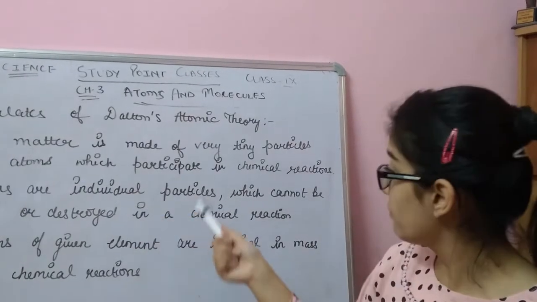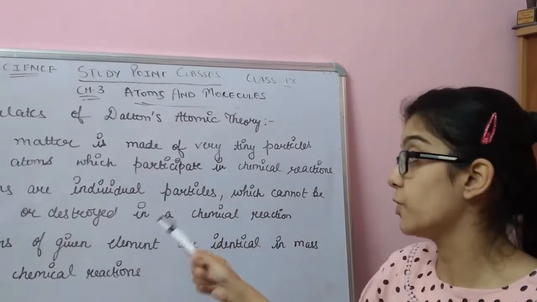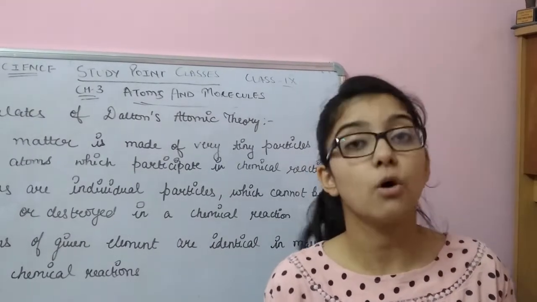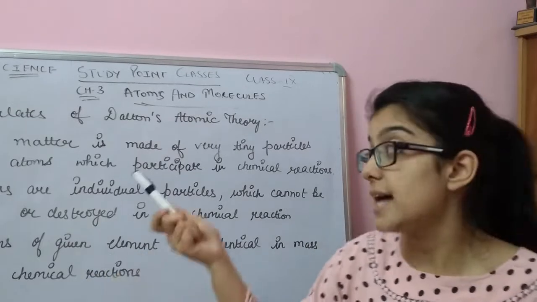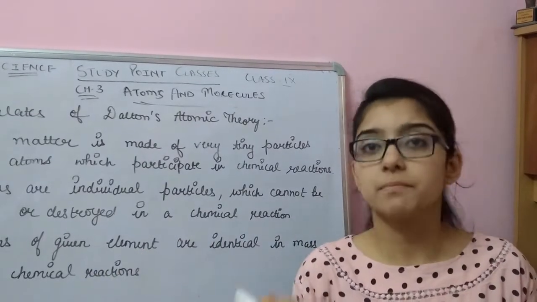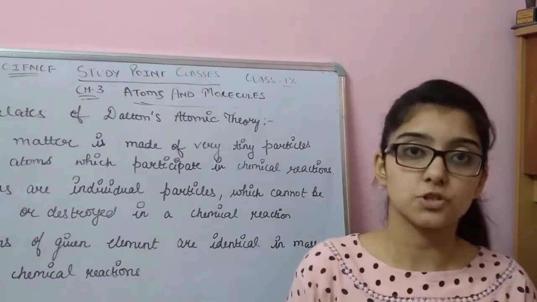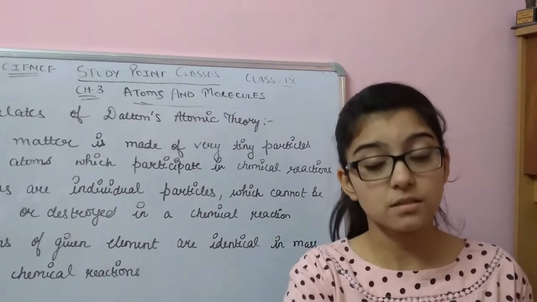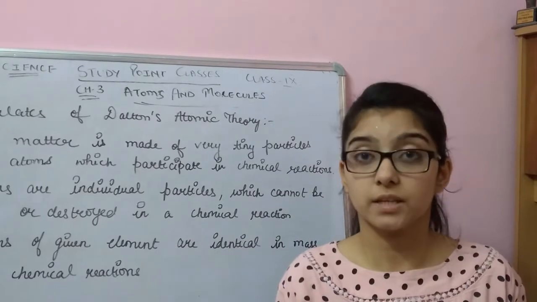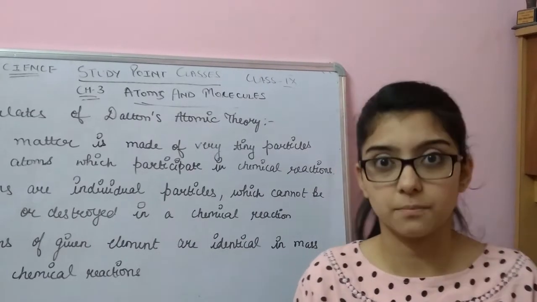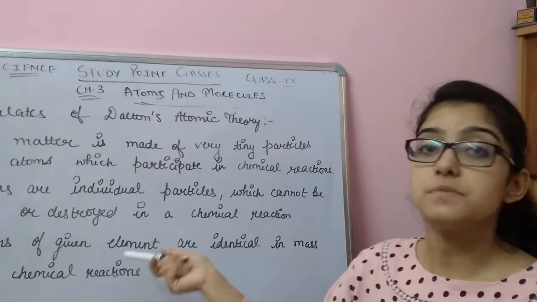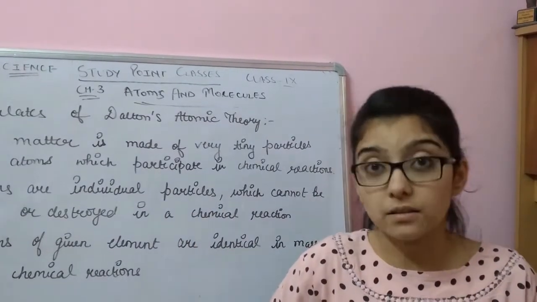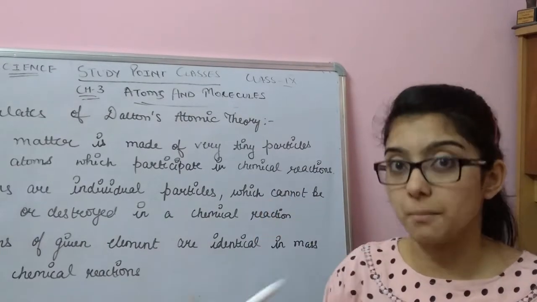Now, atoms are individual particles which cannot be created or destroyed in a chemical reaction. So the same rule that was applied on the mass also goes for the atom. That is, atom कभी भी chemical reaction में create नहीं हो सकता या फिर destroy नहीं हो सकता है. The number of atoms that we are taking in the reactant will always be equal to the number of atoms that we will be getting in the product. So atoms are always constant in a chemical reaction. Their form may get changed, but they will always be same in the number.